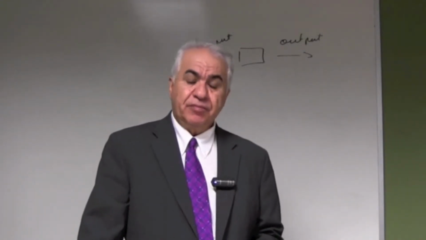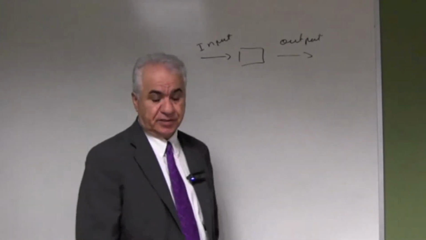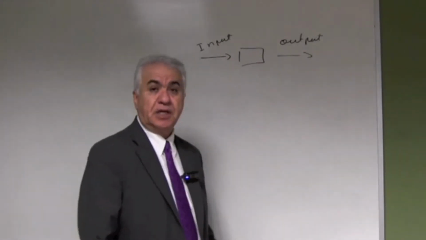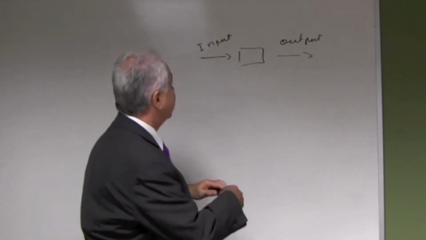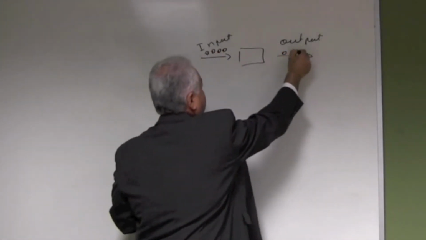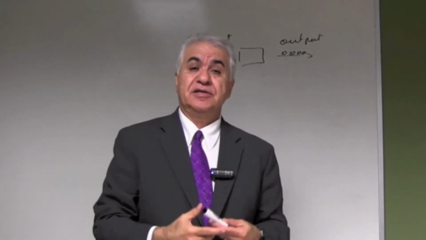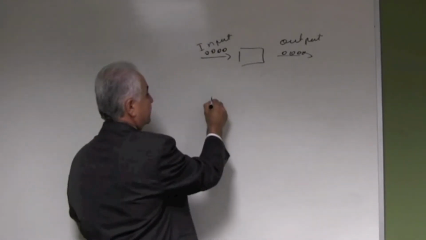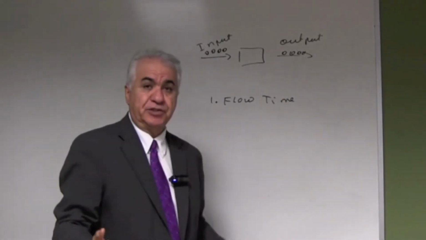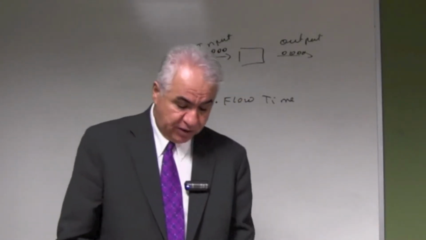One is, on average, how much time a flow unit spends within the process boundary? How long does it take for a flow unit to go through this process of the transformation? Sometimes this is referred to as the flow time. A very important measure. We want to know on average how long it takes for a flow unit to be processed.